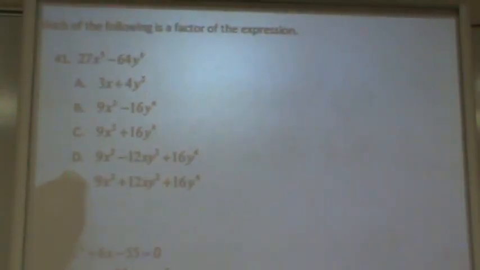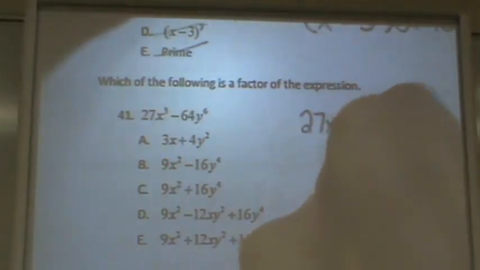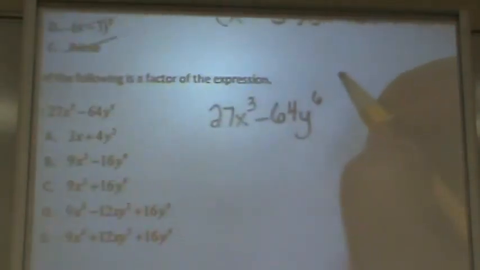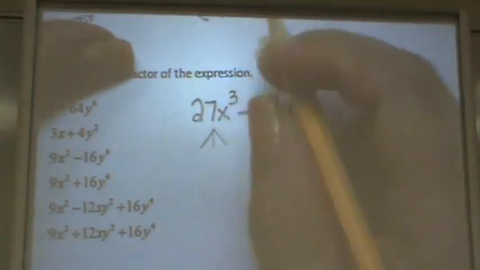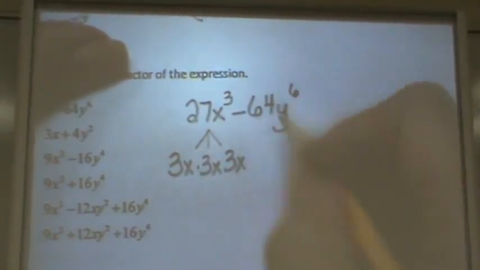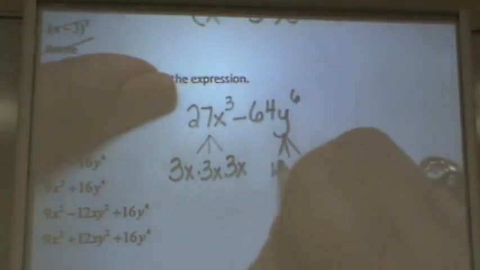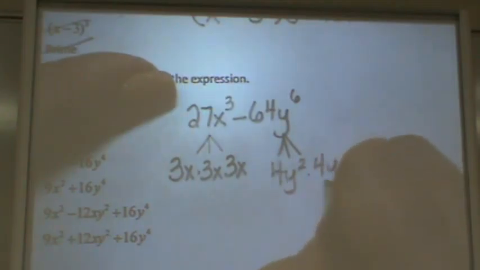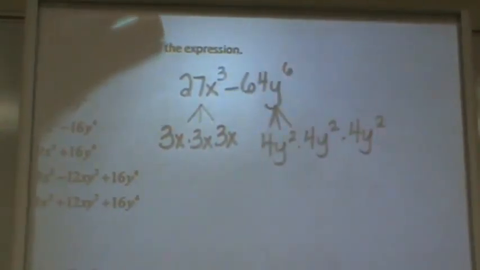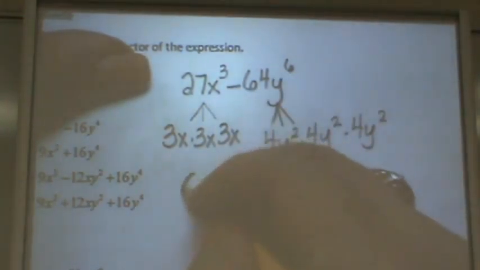This is another example of the difference, and it could be a sum, of two perfect cubes. Why are these two perfect cubes? Well, let's see. Can you break them up into 3 of the same number that are multiplied? Yep, 3x times 3x times 3x, and 4y squared times 4y squared times 4y squared is 64y to the 6th power. So this is the difference, or it could be a sum too. If you had a plus sign, it would work too.